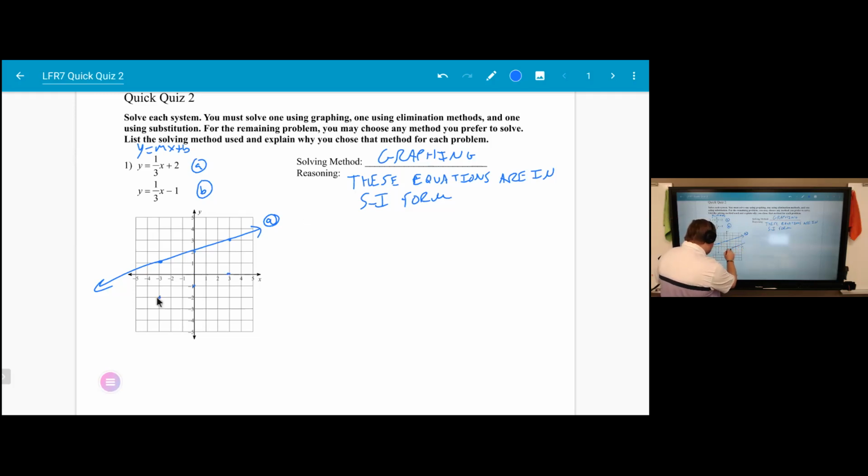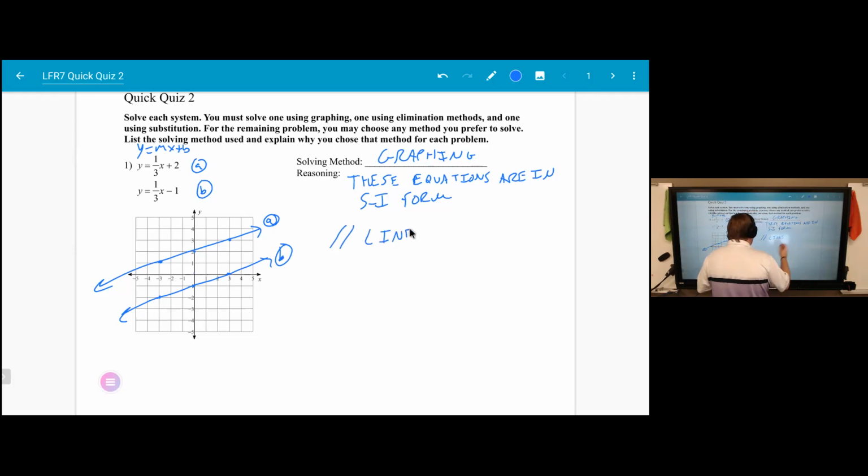This is kind of interesting. What the heck's going on here? Doesn't look like they touch. Hey, they don't touch. These are parallel lines. Huh. If they're parallel lines, they'll never touch. So there's no solution to this one.